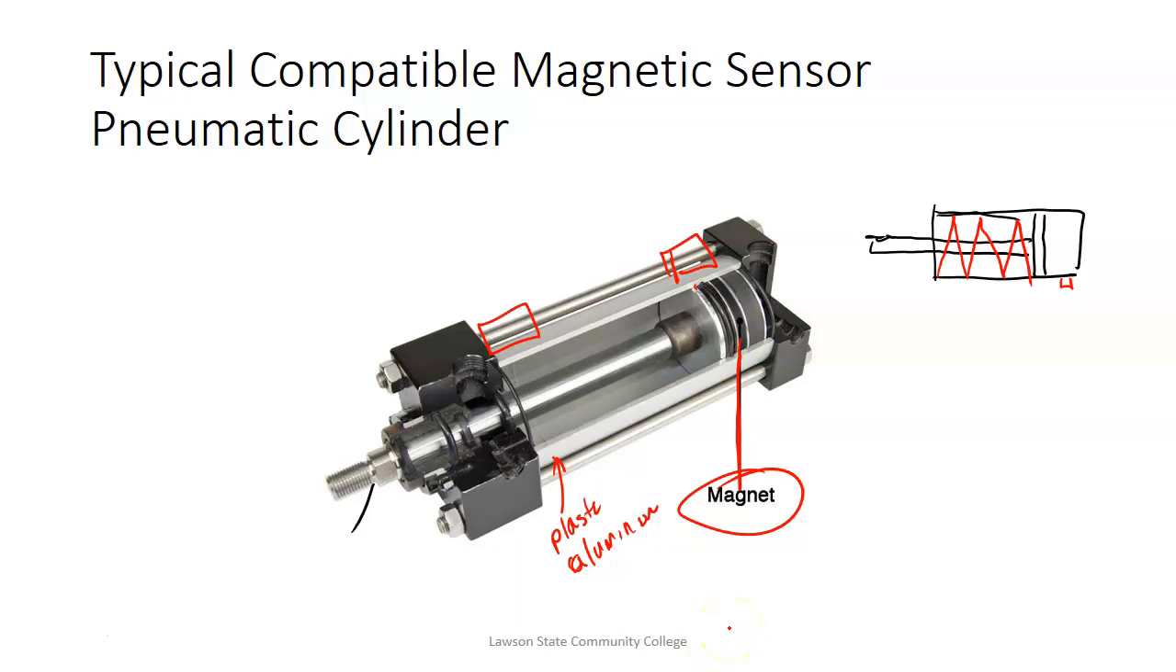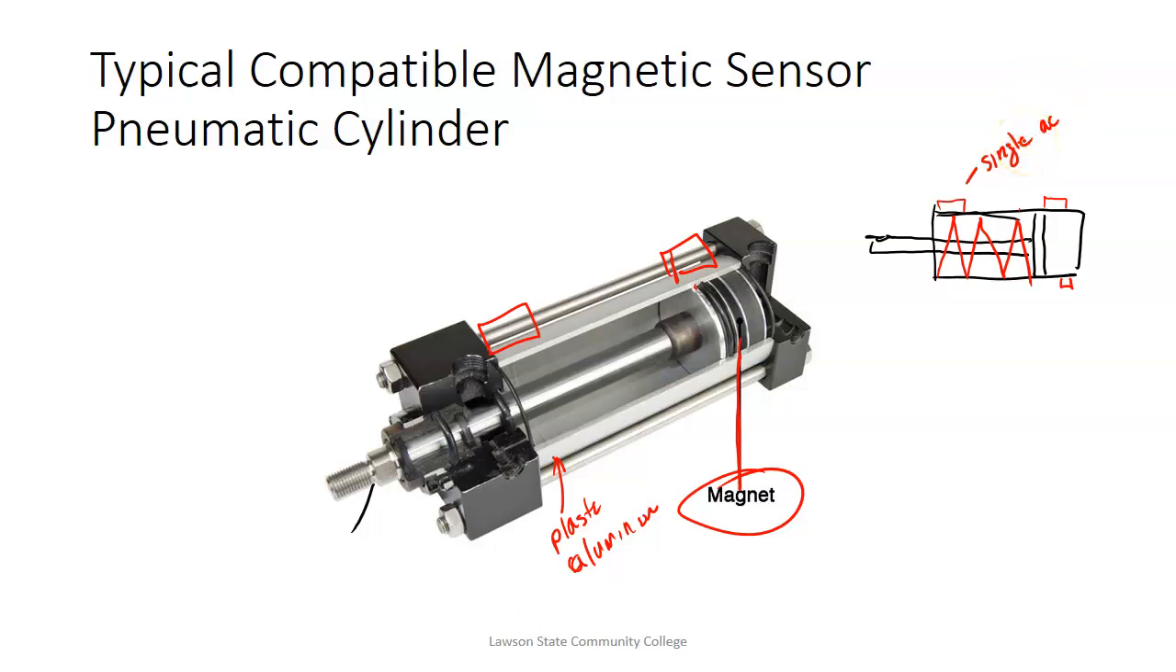And aluminum allows magnetic fields to pass through them. So all our cylinders that we have are made out of aluminum. And so what we do is we strap these sensors up here, and we can tell when it's extended or when it's retracted. This is called, by the way, a single acting cylinder.